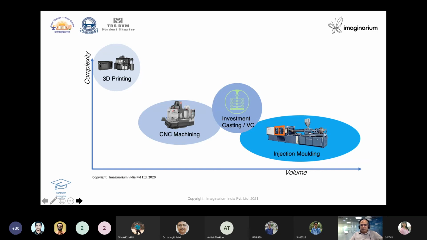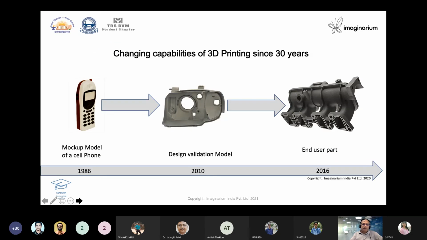But largely, even today, we have injection molding. CNC could be useful to make more things. You also have investment casting and vacuum casting somewhere. But 3D printing is largely utilized to make prototypes, to make unique things, one-off things, and maybe a small batch. That's where, even today, the power of 3D printing lies.